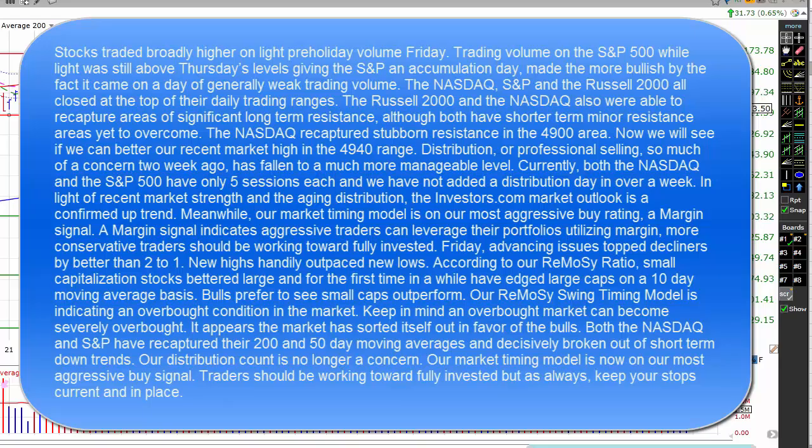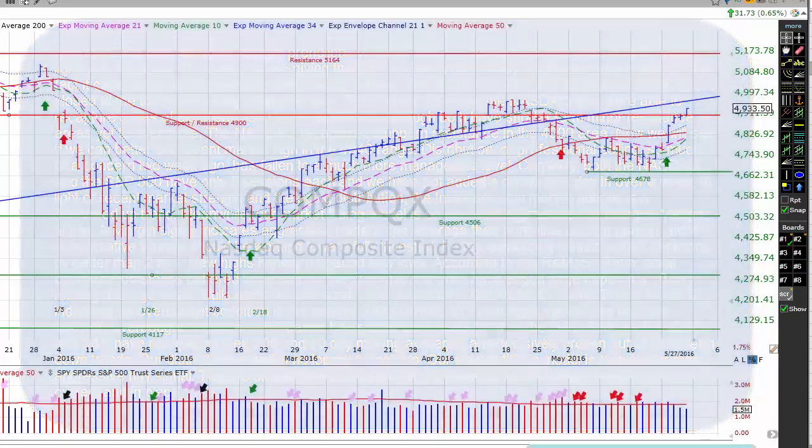Our distribution count is no longer a concern. Our market timing model is now on our most aggressive buy signal. Traders should be working toward fully invested, but as always, keep your stops current and in place.